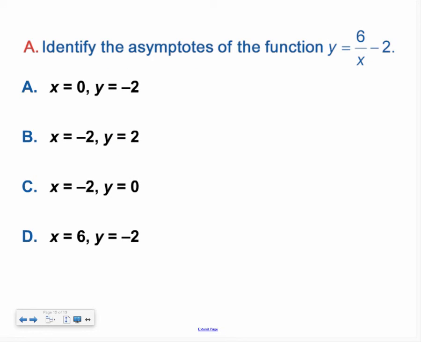All right, take a minute and try to identify the asymptotes of the function y equals 6 divided by x minus 2. Hopefully you ended up with x equals 0 and y equals negative 2. If not, be sure to ask either myself or a friend. We'd be more than happy to help you. Or you can go back and watch another example.